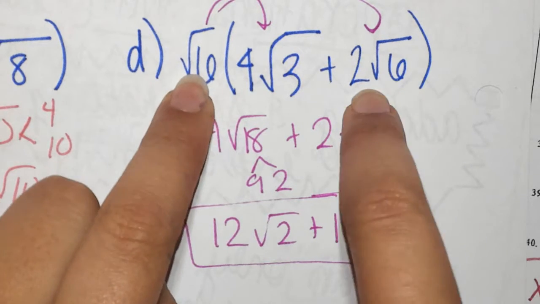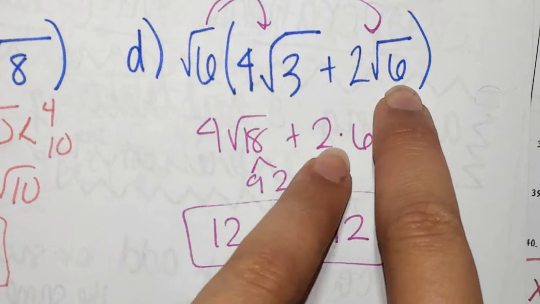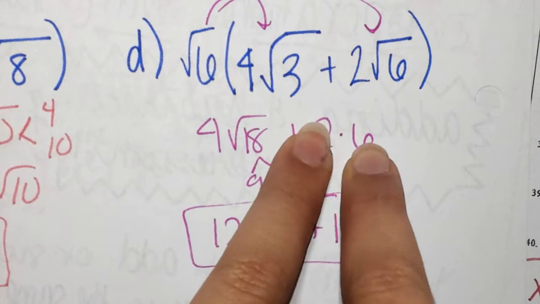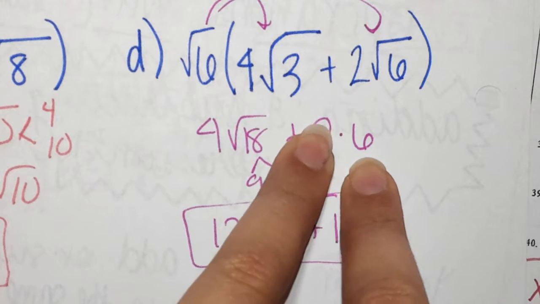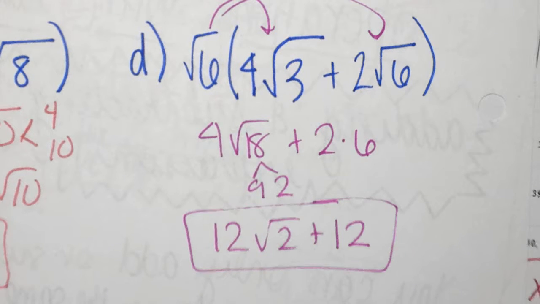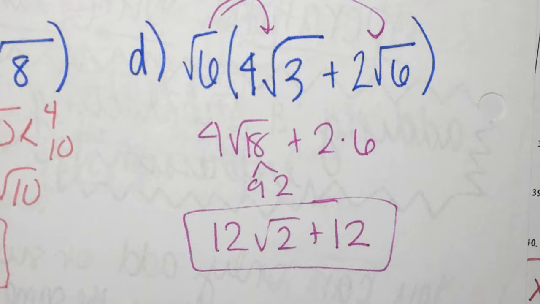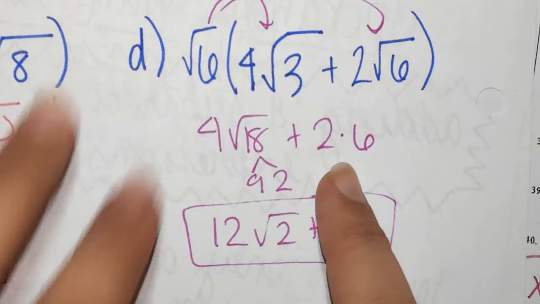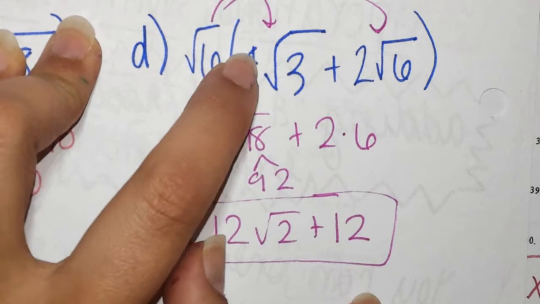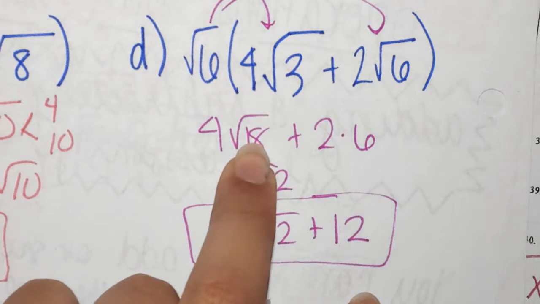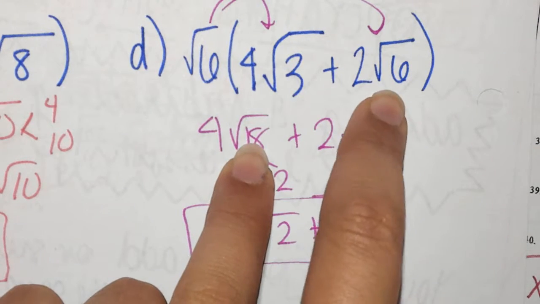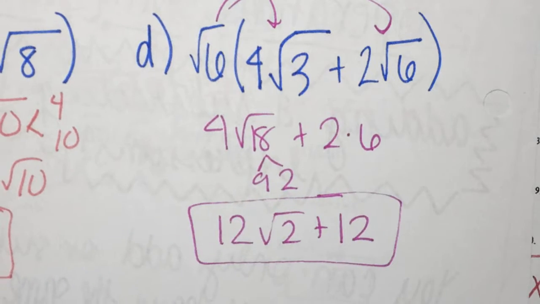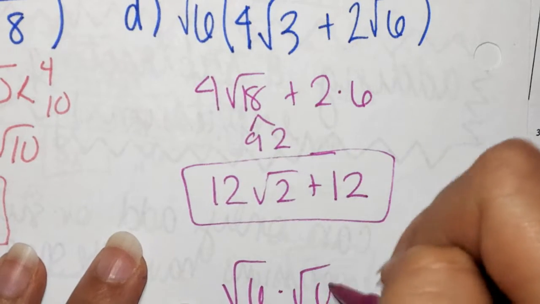Okay, so it's root 6 times root 6, and that leaves you with just 2 times 6. Because it would be 2 times the square root of 36, and the square root of 36 is 6, so you get 12. Okay, so you do the square root of 6 times 4 root 3, and you get 4 root 18. And then you do the square root of 6 times 2 root 6, and you get 2 times 6, because remember, root 6 times root 6 gives you 6.